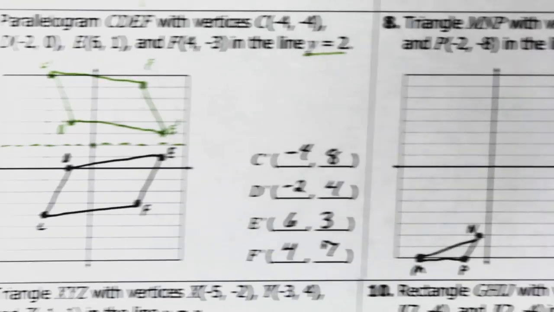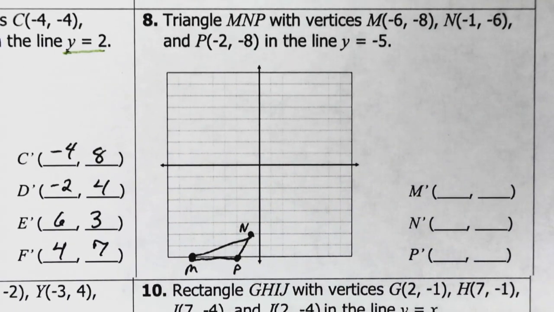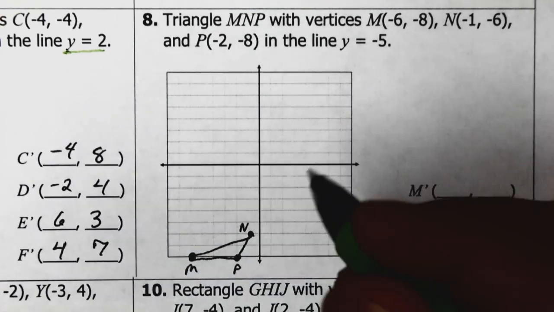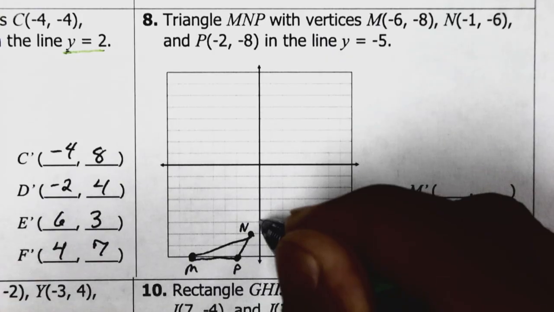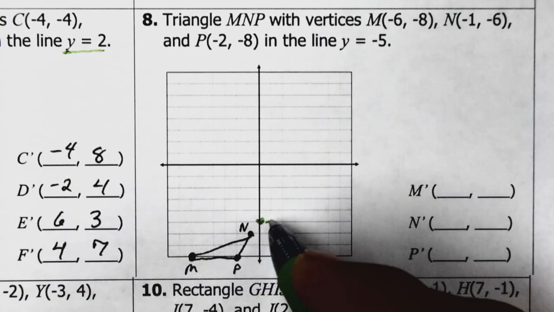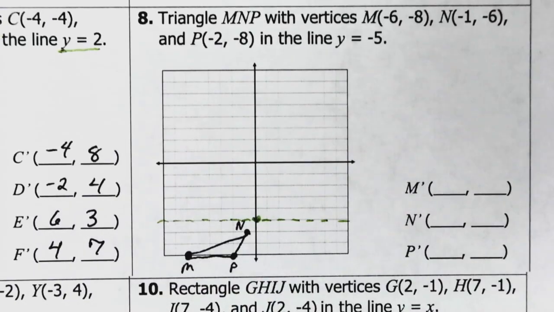Alright, last one for this one. Triangle MNP, vertices -6, -8, -1, -6, and -2, -8. It wants us to reflect over y equals -5. So at -5, that's right, 1, 2, 3, 4, 5. So here's -5. So once again, it's a horizontal line. So here's the line of reflection.